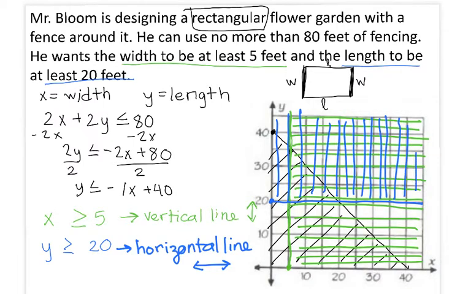And if you can see, it is a triangle region that is in the middle of our screen, in the middle of the graph. So right in this piece right here would be where all the answers are for what kind of garden Mr. Bloom can have that meets all of his requirements. So in here would be your answer for this problem.